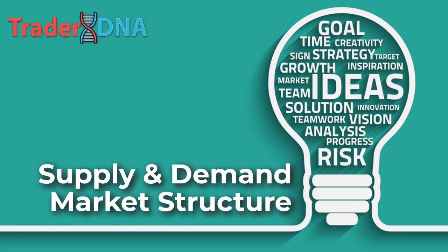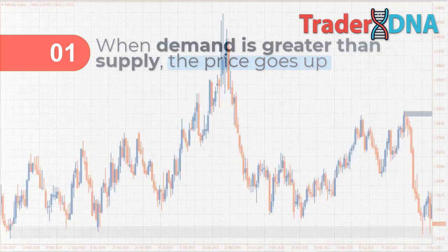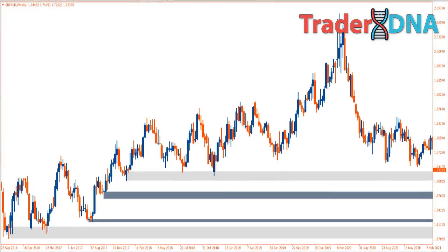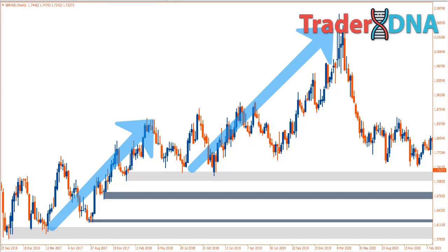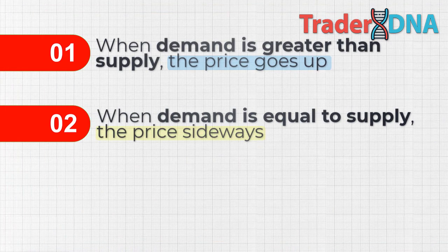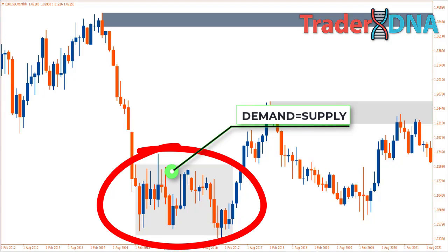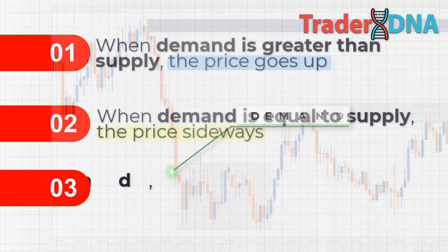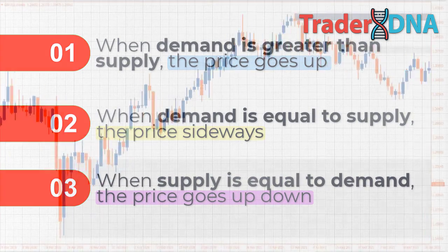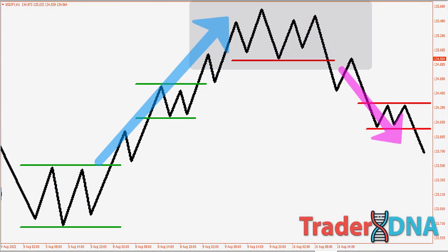Supply and demand market structure. Let's think about the three simplest concepts in trading financial markets. First, when demand is greater than supply, the price goes up. Second, when demand is equal to supply, the price goes sideways. Third, when supply is greater than demand, the price goes down. There are uptrends and downtrends or price ranges.